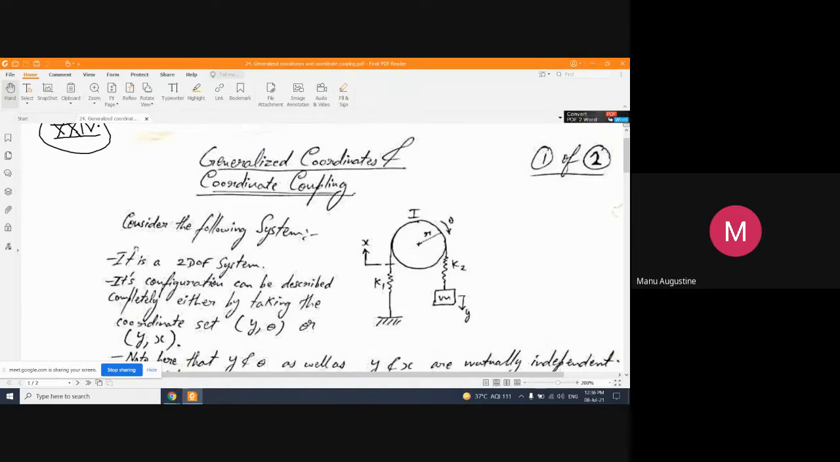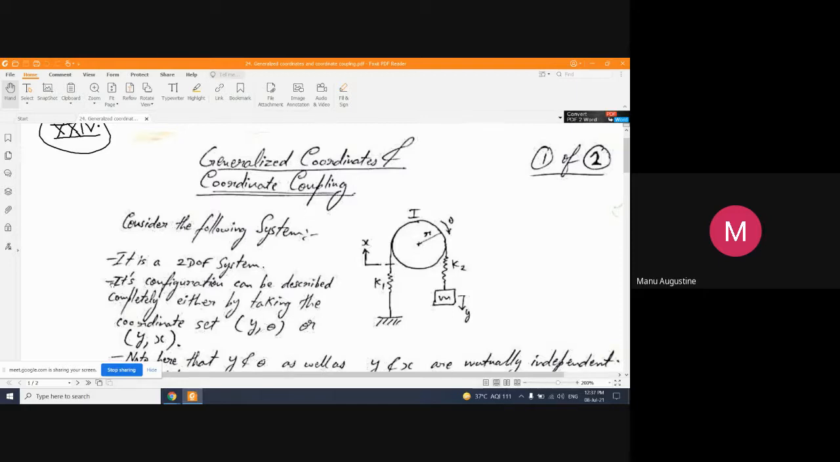How would you define generalized coordinates? Generalized coordinates can be defined as the set of coordinates or parameters which are mutually independent in the first place. Yes, they have to be mutually independent. Okay. Which are mutually independent and which specify the configuration of the entire system at any given instant of time.